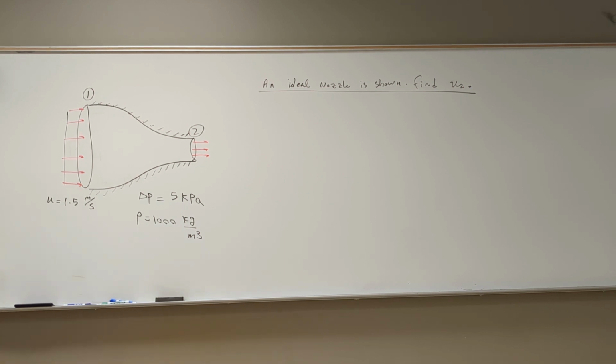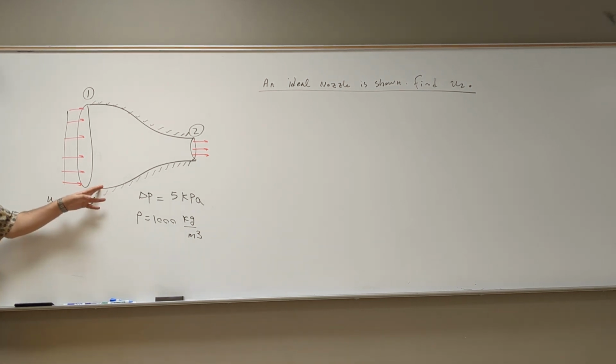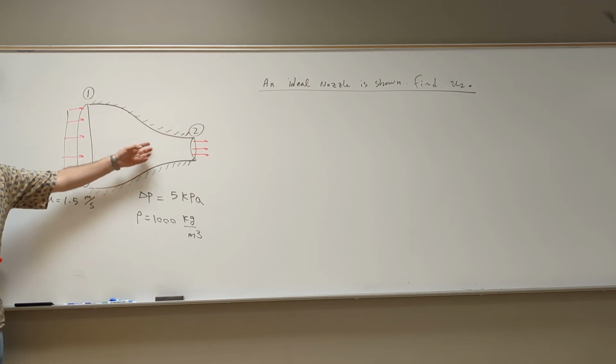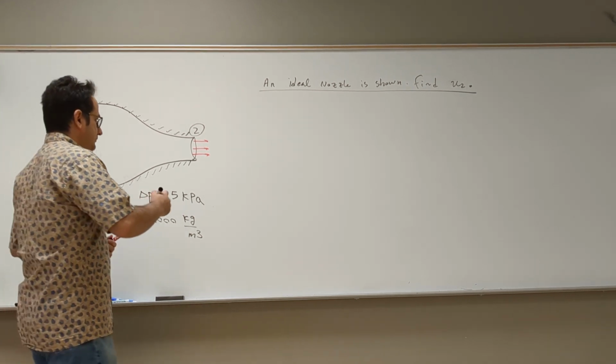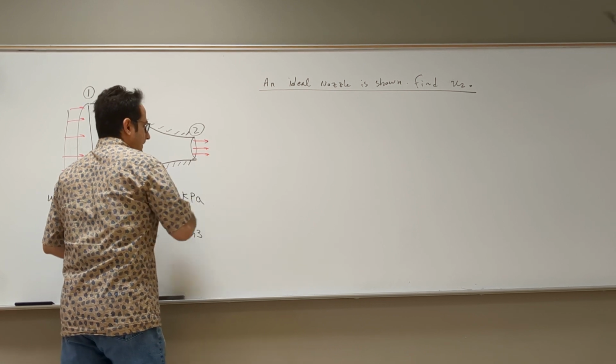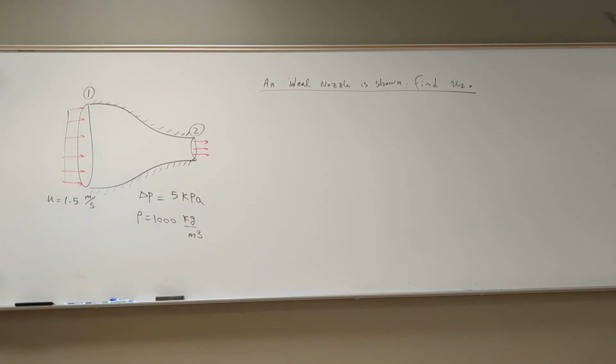First example, we have an ideal nozzle. So basically, you assume that you don't have friction and you don't have any kind of losses in this problem, and then they say find V2, right? Find V2.